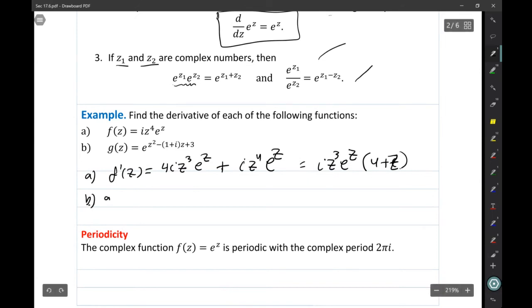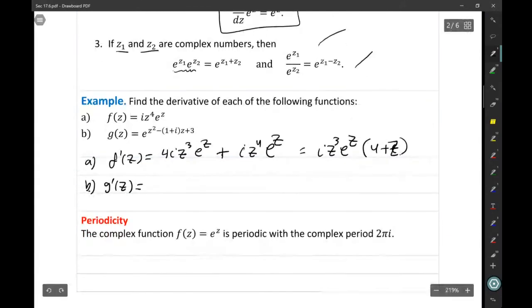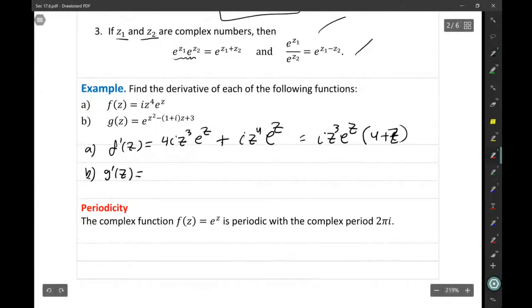Part B, g prime of z, I have to derive as a normal derivative, but I have to use the chain rule, which is the derivative of this part times the same function. What's the derivative of z square? It is 2z minus iz, minus 1 plus I times z. What's its derivative? It is minus the 1 plus I. Derivative over 3, it is 0, times the same function e to the power z square minus 1 plus I z plus 3.